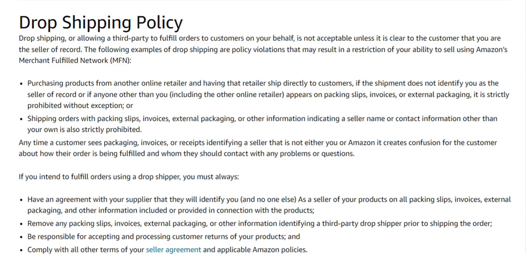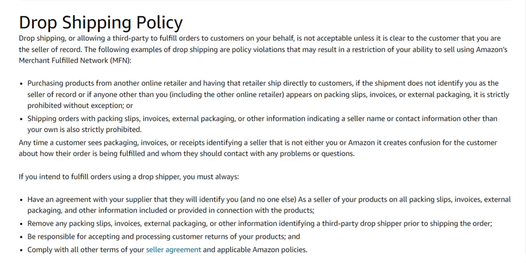Anytime a customer sees packaging, invoices, or receipts identifying a seller that is not either you or Amazon, it creates confusion for the customer about how their order is being fulfilled and whom they should contact with any problems or questions. If you intend to fulfill orders using a dropshipper, you must always have an agreement with your supplier that they will identify you and no one else as a seller of your products on all packing slips, invoicing, external packaging, and other information included or provided in connection with the products.